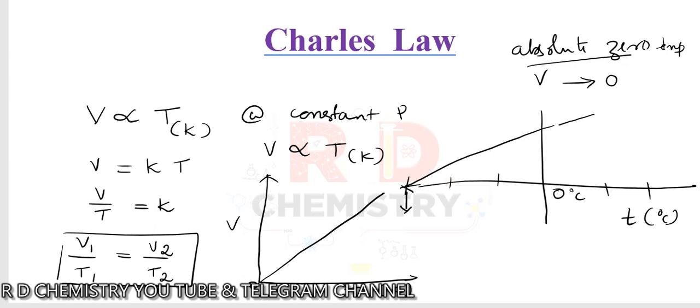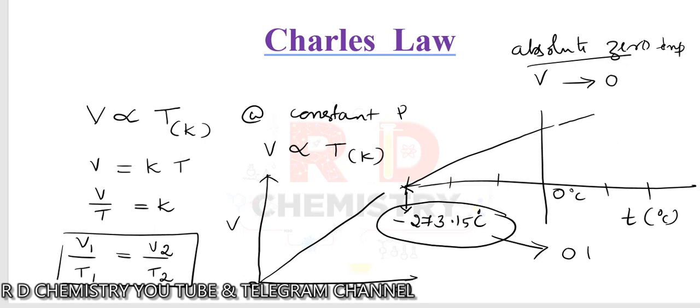And this temperature is equal to minus 273.15 degrees centigrade. If I convert this temperature into the Kelvin scale, this will be equal to 0 Kelvin actually. So this is the temperature at which gases do not exist, and this is an imaginary temperature. It is also called the absolute 0 temperature. In terms of the Kelvin scale it is 0 Kelvin, and in terms of degree centigrade, minus 273.15 degrees centigrade.